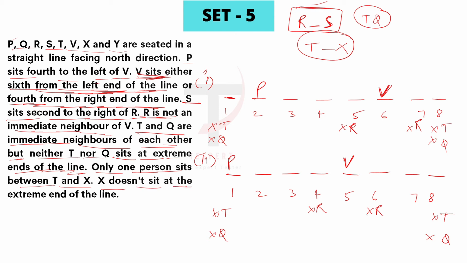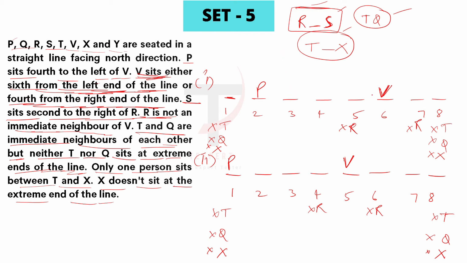X doesn't sit at extreme end of the line. Okay, so X shouldn't come here, shouldn't come here, shouldn't come here. So with this, what we shall do is we shall adjust these three in the given two cases. Let us first fix R and S, because these two are very specific. Between R and S there is one gap. So it can be the first case.